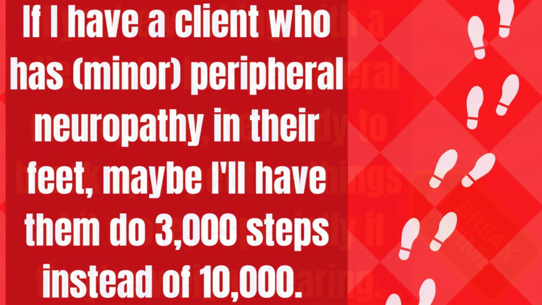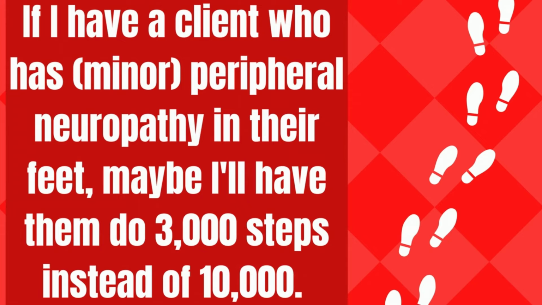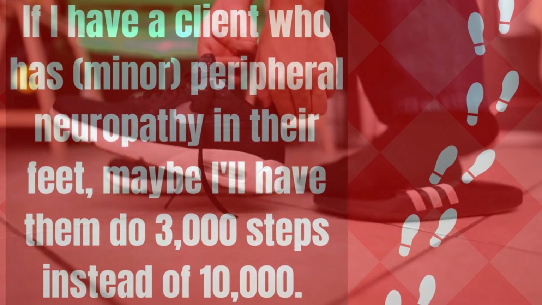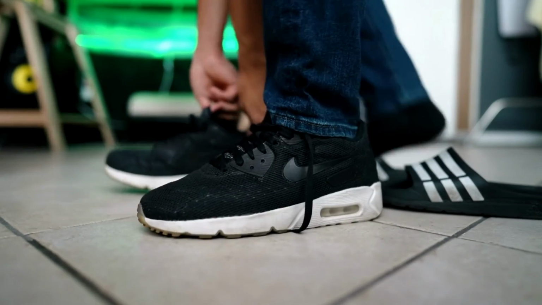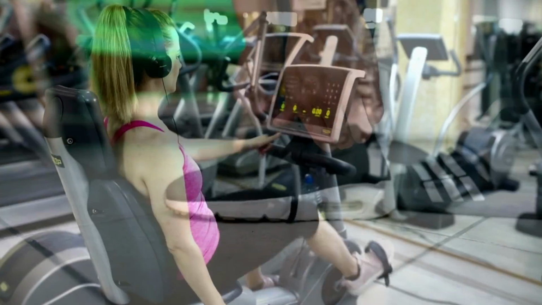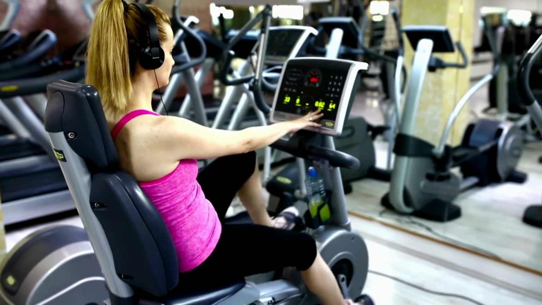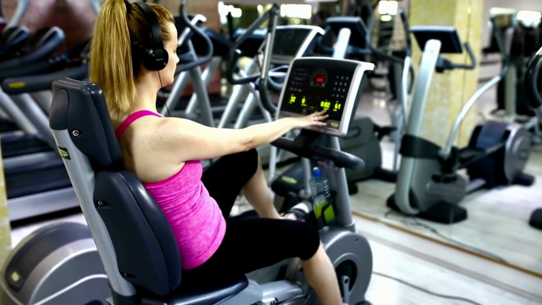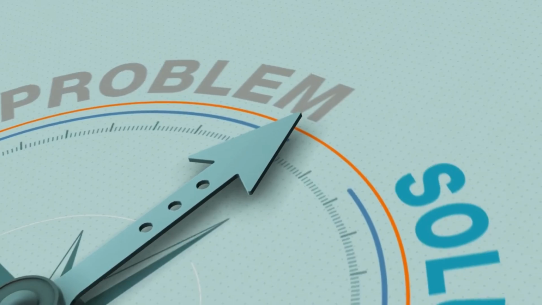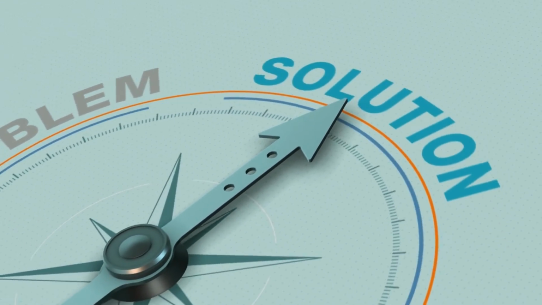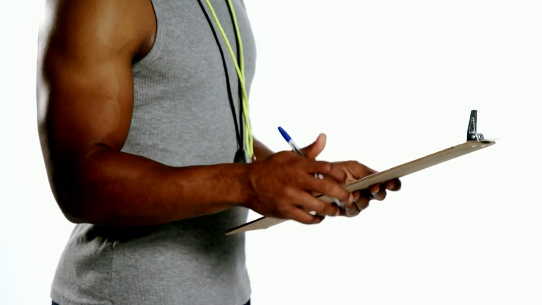If I have a client who has peripheral neuropathy in their feet, maybe I'll have them do 3,000 steps instead of 10,000. Of course, while wearing protective footwear. Since they're getting fewer steps, maybe I would recommend that they do an extra 30 minutes on the recumbent bike, since that's lower impact than the additional steps. There are multiple solutions to all of this stuff, but if you have diabetic clients, you may want to start game planning for these sorts of things.